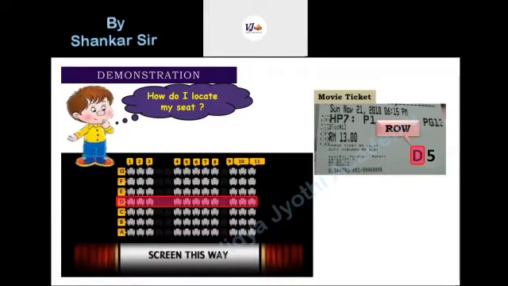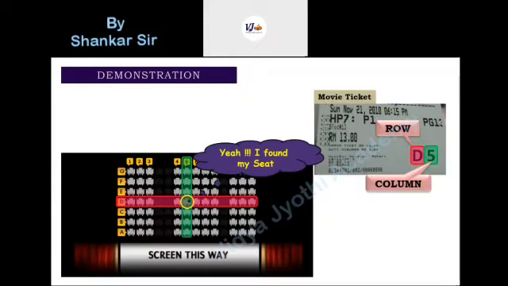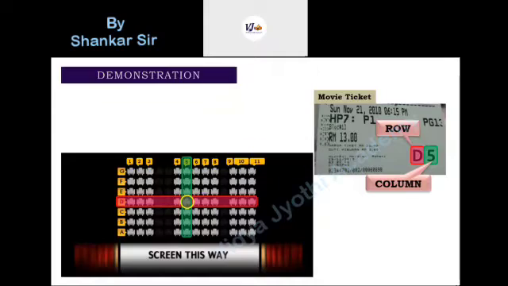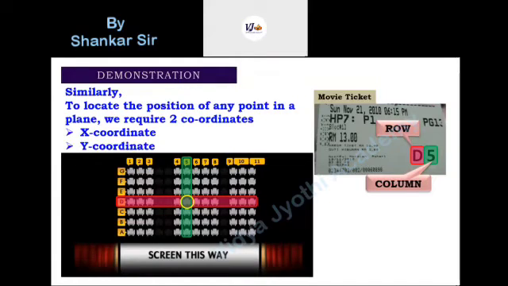Normally you see this is the D row, and this is the column. So your seat will be where these two intersect. That is your seat. Right now, this is your seat. So here it requires two numbers: the x coordinate and the y coordinate.